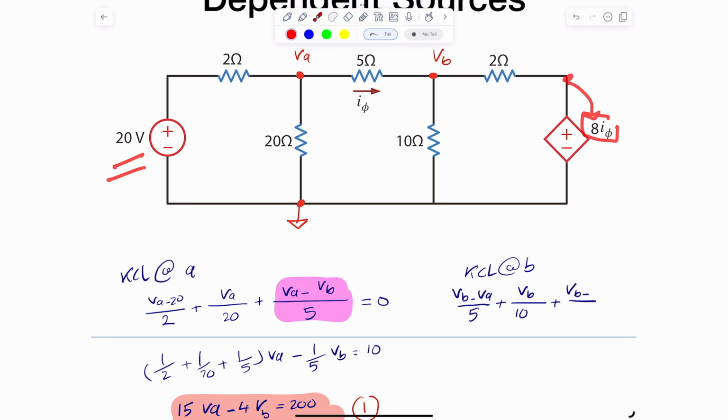It's very similar to the 20, but instead of having it be 20 volts in here, I have it as an equation. So all I have to do is just write this equation in here. I'm just going to write it for you in a different color. So this is 8 I phi.